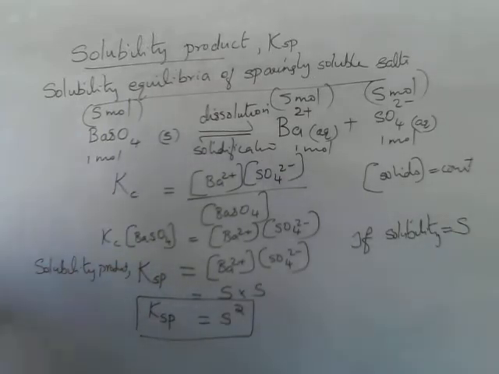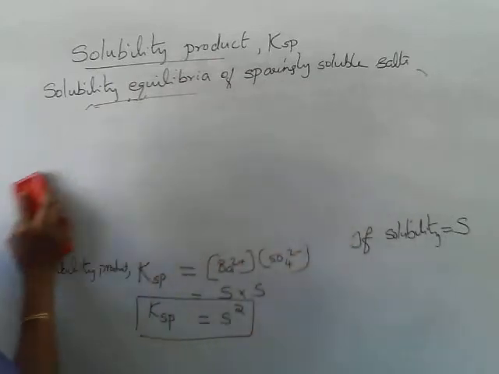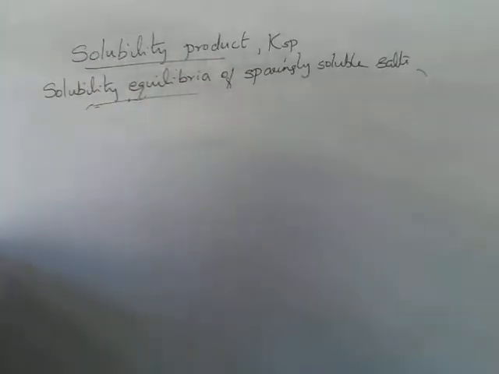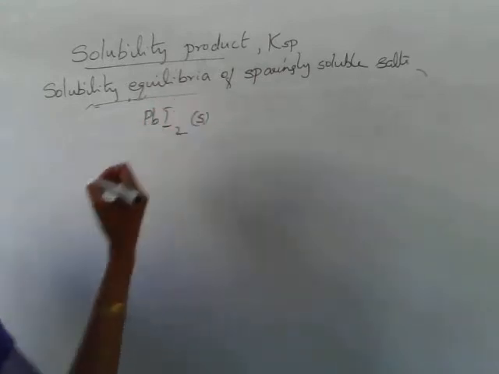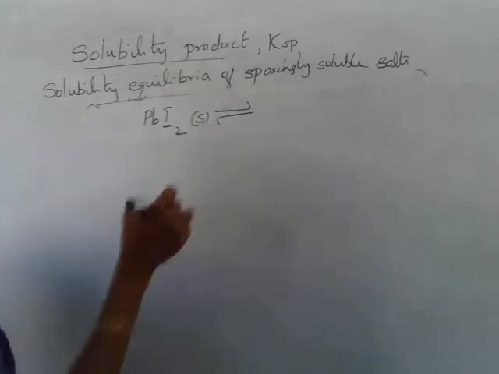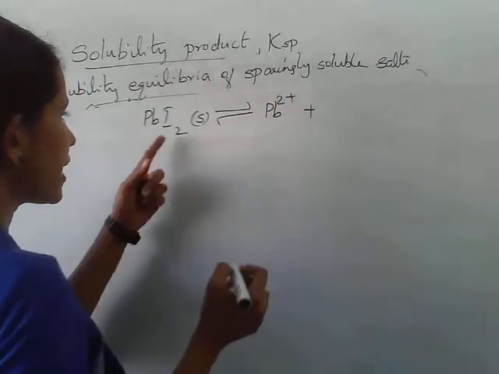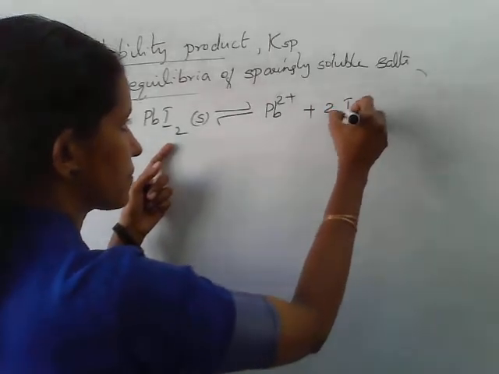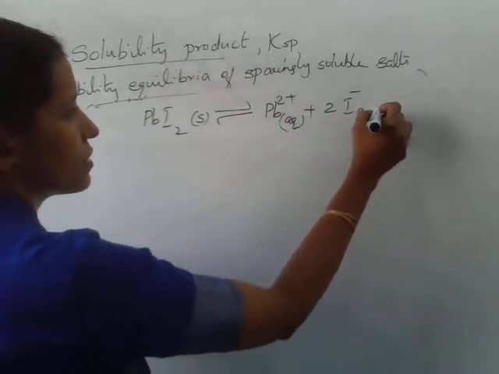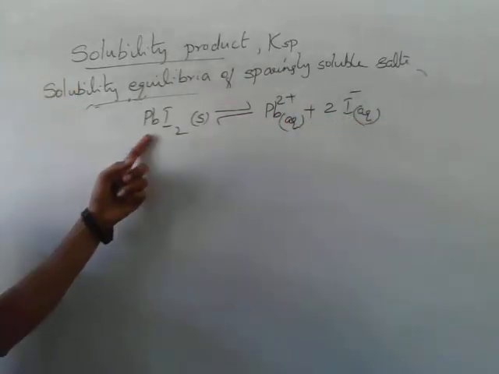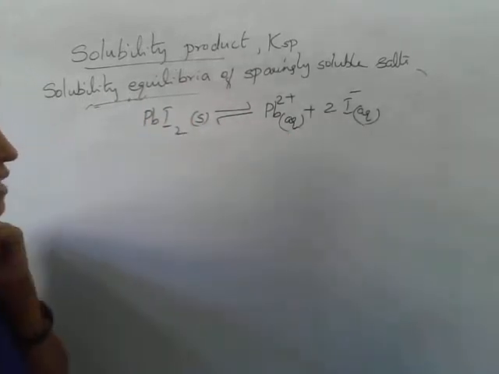Now let us take another sparingly soluble salt, lead iodide. Lead iodide solid. The equilibrium between lead iodide and its saturated solution. The saturated solution contains Pb2 plus ions and how many iodide ions? 2 iodide ions. This is the equilibrium between undissolved lead iodide, that is solid lead iodide, and the dissolved ions present in the saturated solution.